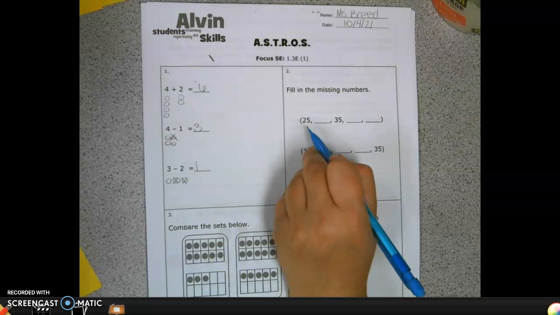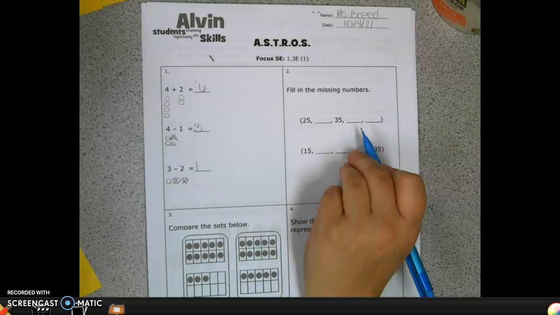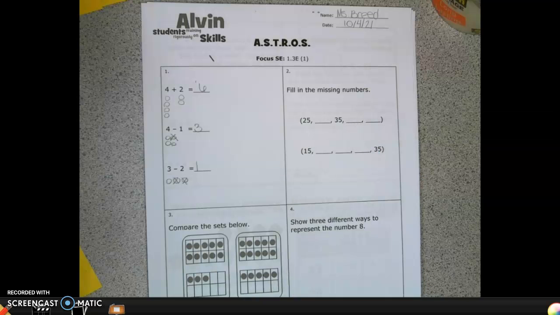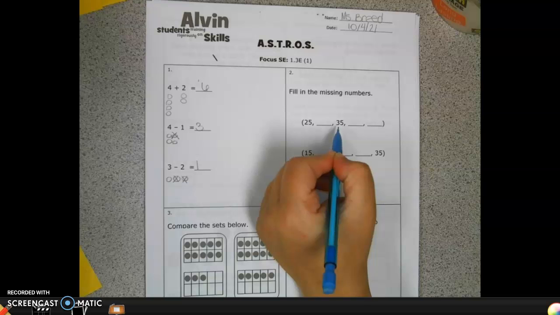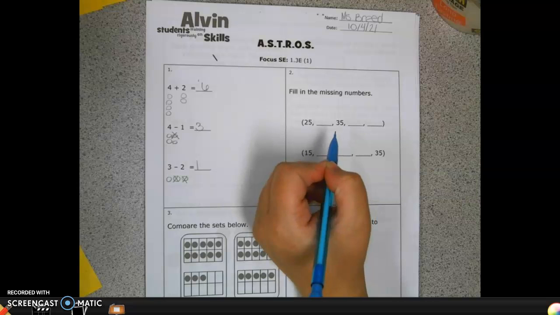25, something, 35, something, something. I know if I added 1 more, my number would be 26, and we don't go 25, 26, so I know it's not 1 more. Next, I'm going to try 2 more. 25, 27, 35. That doesn't make sense either.